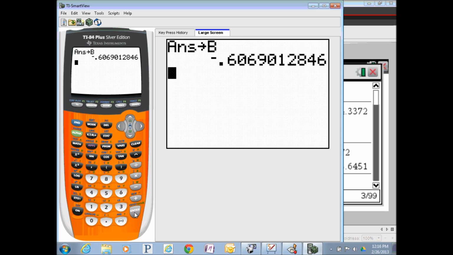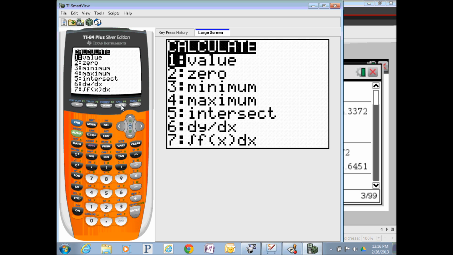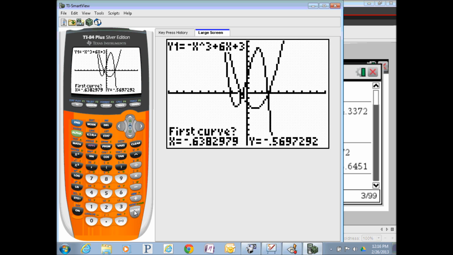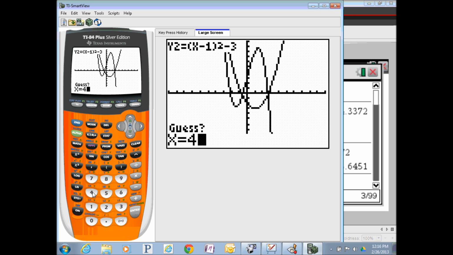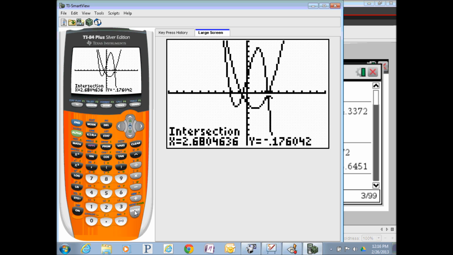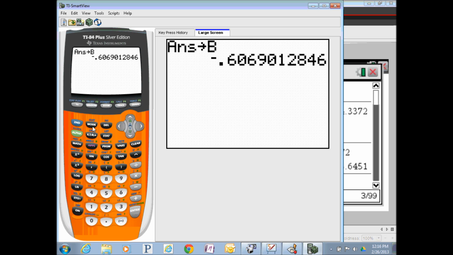Now go back and find the C value, which is your number 5 for intersect. Let's find the rightmost intersection point. First curve, second curve, I got it. Now I can either use my cursor and move to the right, or I can pick a nice easy number like 4 that's closest to that intersection point. So there's my value, 2.680. Quit out of there. Now take that last answer and store it as C.